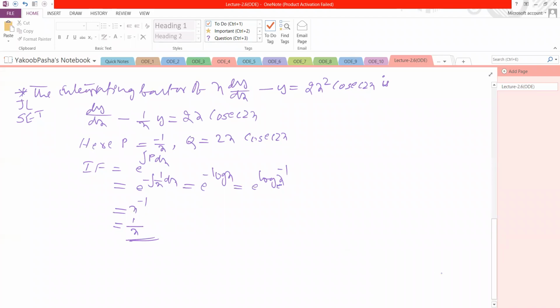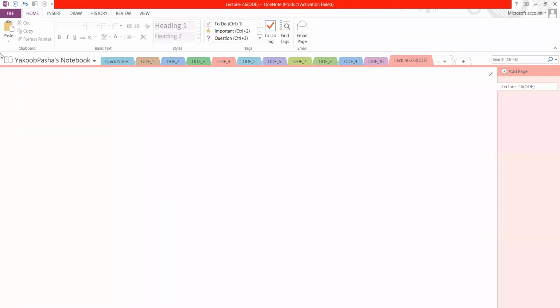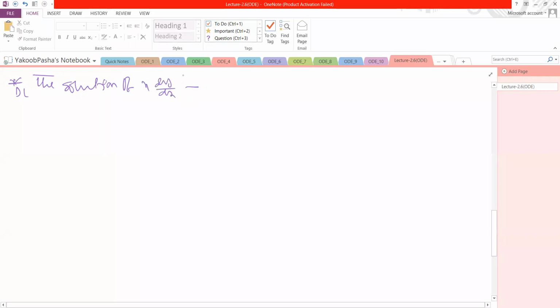Now I am taking another example from DL. The solution of x into dy by dx minus y minus 2x cube is equal to 0 is.